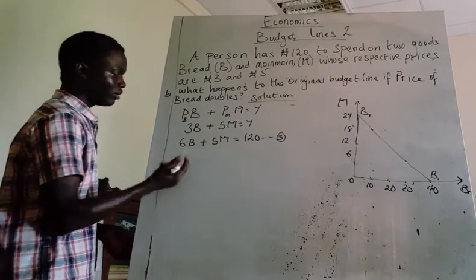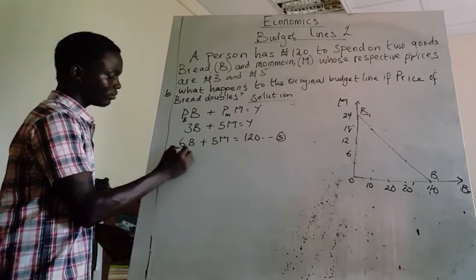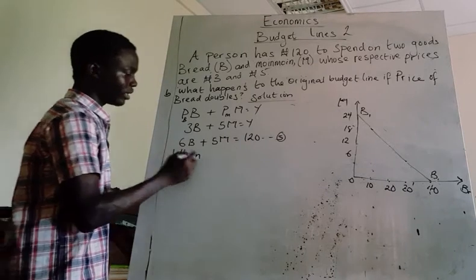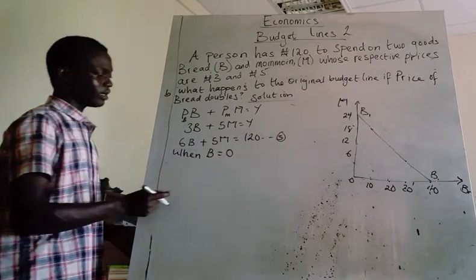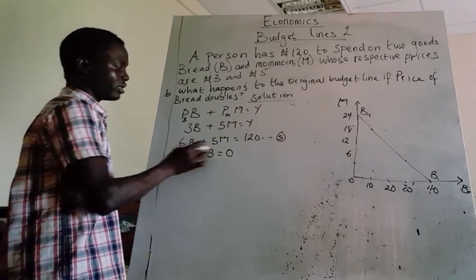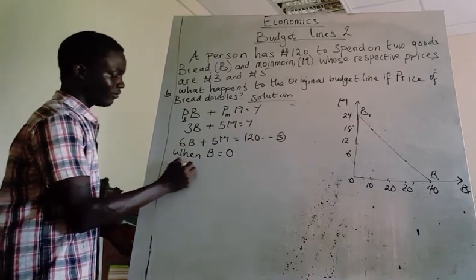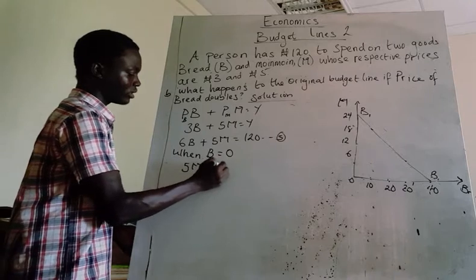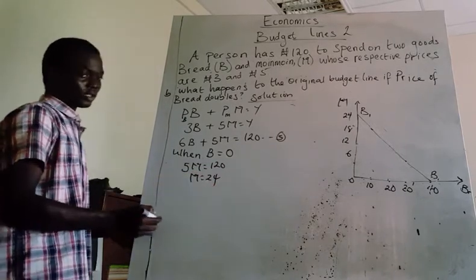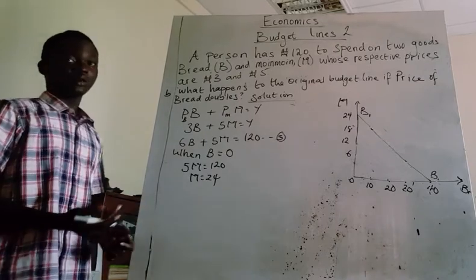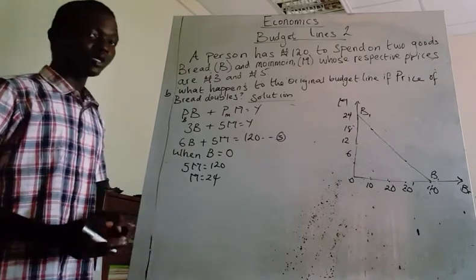Now we do the same thing. At this new price, when B equals 0, we are assuming that our consumer is spending nothing on bread and spending everything here. So we have 5M equals 120 and M equals 24. So M is still 24, which of course shouldn't change, because it was not the price of moi moi that changed.